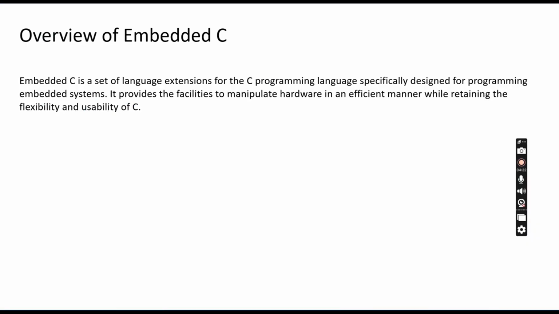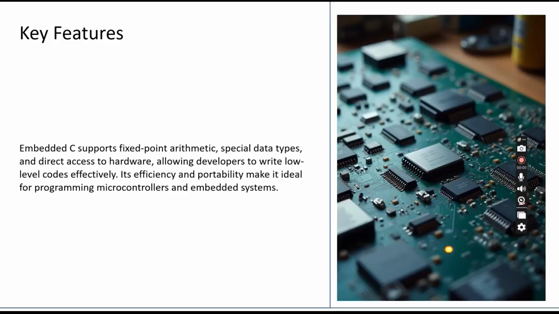Overview of embedded C. Embedded C is a set of language extensions for the C programming language, specifically designed for programming embedded systems. It provides the facility to manipulate hardware in an efficient manner while retaining the flexibility and usability of C. Embedded C is the core language for programming microcontrollers because it allows precise control over hardware with minimal overhead. We will use embedded C programming to program our washing machine's control logic.